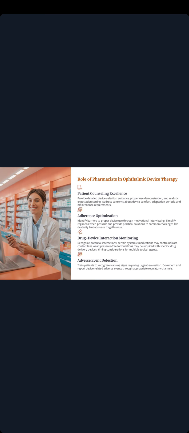You have drug-device interactions sometimes. For example, because of the contact lenses, your patients cannot use some sorts of eye drops or some sorts of medications that are contraindicated with the contact lenses. Sometimes you ask them to use a preservative-free formulation with the lenses, and sometimes you put a time distance between multiple topical agents. You ask them to use this and then the devices and so on to control the situation.